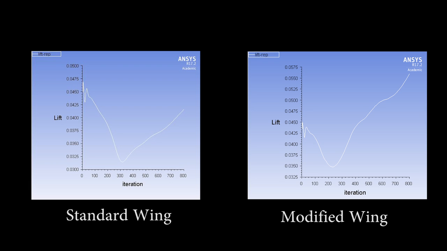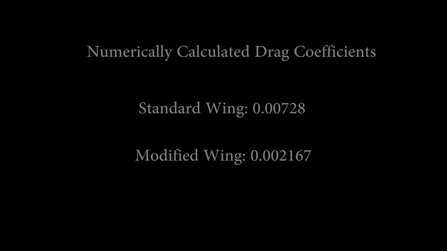The numerical solution for the drag coefficient for the standard wing was 0.00728, and the numerical solution for the modified wing was 0.002167.